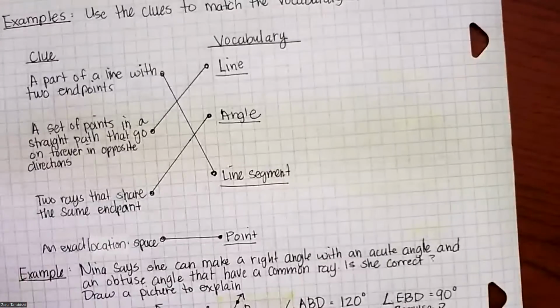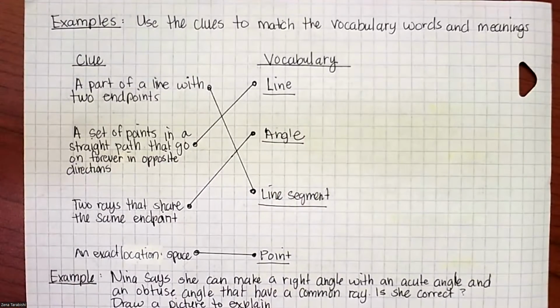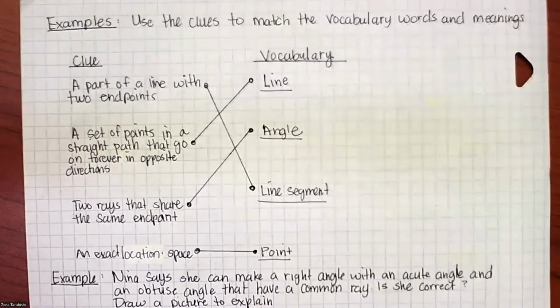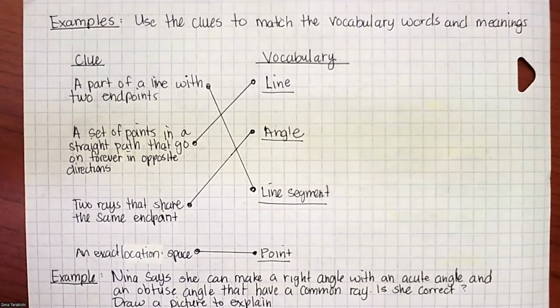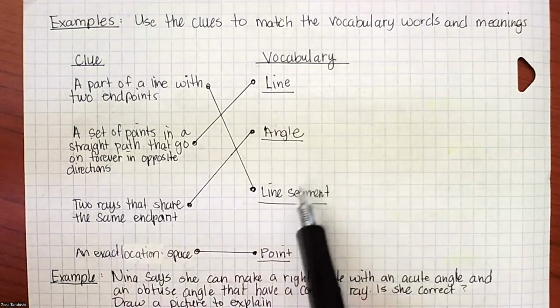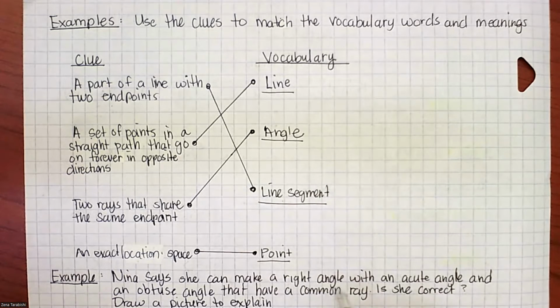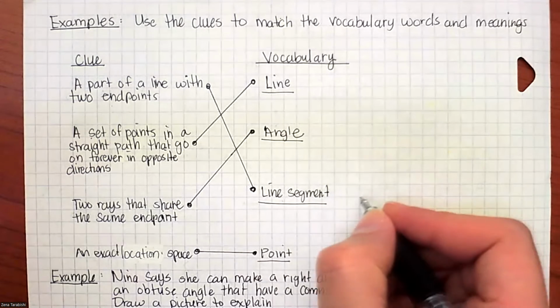Now let's take a look at another example. Here we're going to work on some matching. So we're going to use the clues to help us match the vocabulary and their meaning. Now this is only a few of the words that we've gone over, so it's not everything. A part of a line with two endpoints. We know that's a line segment. Remember, a line segment doesn't have the arrowheads.